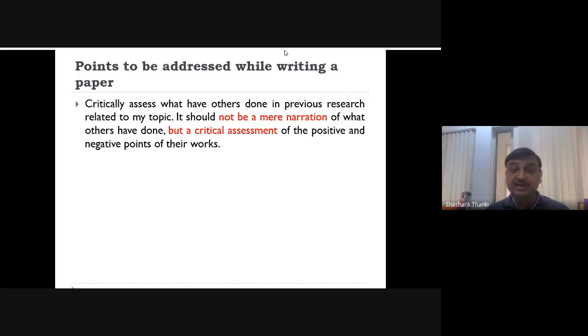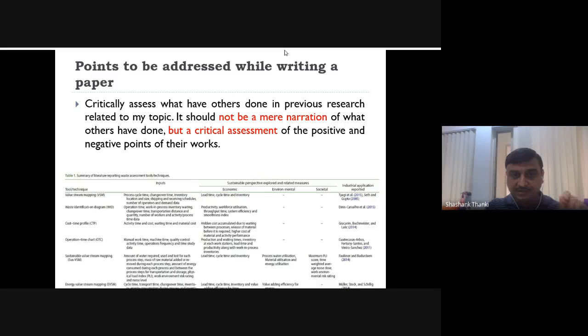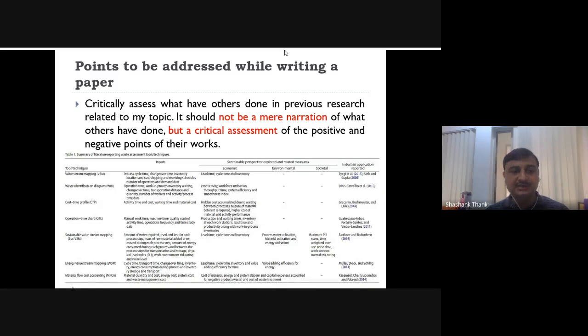That is not justifying your paper. Why are you writing your paper? It is not only the narration of what others have done. What is expected is a critical assessment of positives and negatives, and that will help you to find the research gap. Look at this diagram or this table. This table will help you to understand. This is one of my papers where this literature review table was developed.